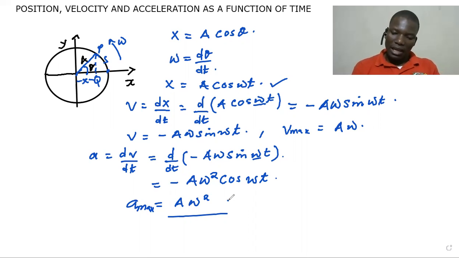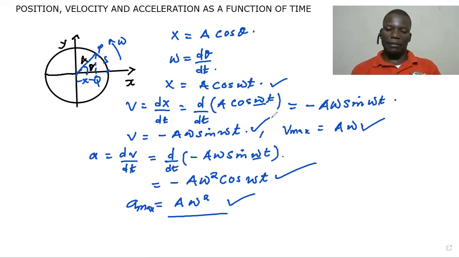So these are the equations that you have to know. They are more like standard equations. If you are given a position equation, you have to know that this part represents the amplitude, this part represents the time, and this part represents the angular frequency.